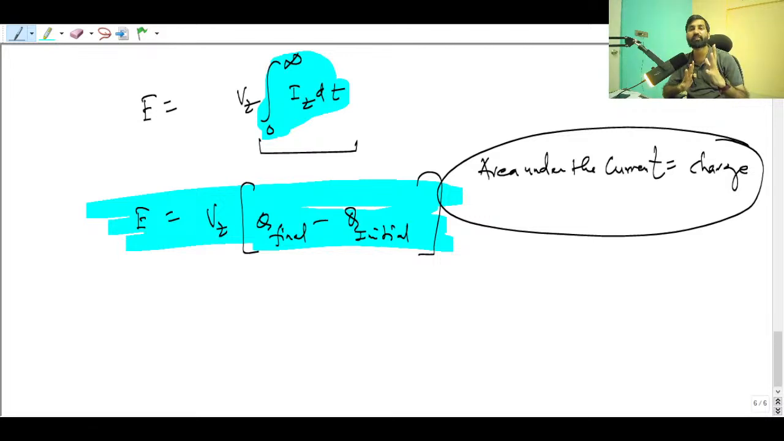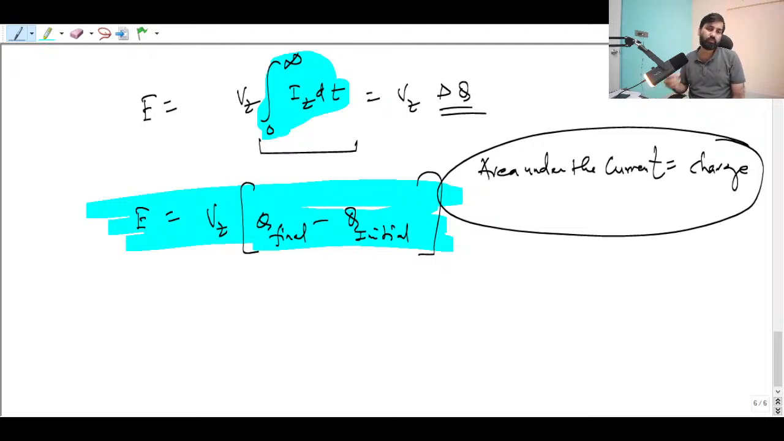This is also a very good approach, okay? So this is nothing but VZ times the change in charge. What is the change in charge, guys? Change in charge means the final charge minus initial charge, okay, understand?